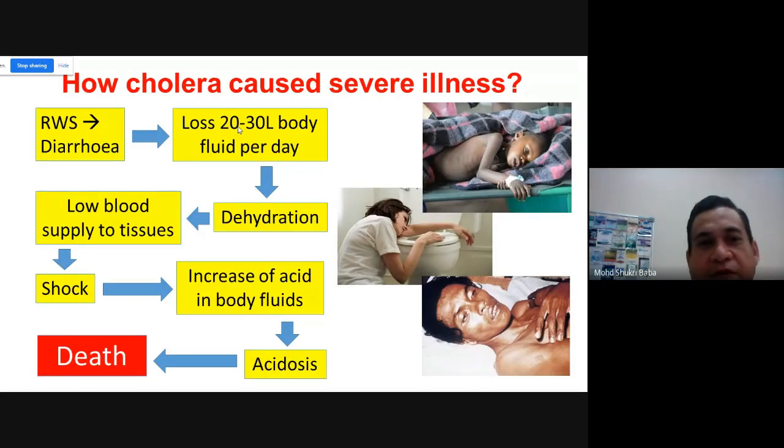Okay, very very severe, and then it leads to dehydration, and then low blood supply to the tissue, and bila low blood supply to the tissue menyebabkan shock. Alright, bila shock, there akan increase of the acid in the body fluid, and it will lead to acidosis. When body fluid akan menjadi acidosis, itu menyebabkan kematian pada seseorang tu lah. Alright, so cholera kalau you tak rawat cepat-cepat within 24 hours to 48 hours, dia akan mati. Okay, kalau doktor tersalah diagnose, it's very very dangerous.